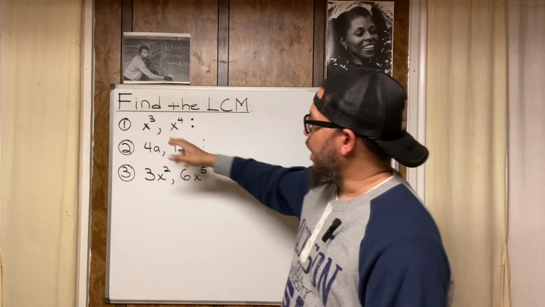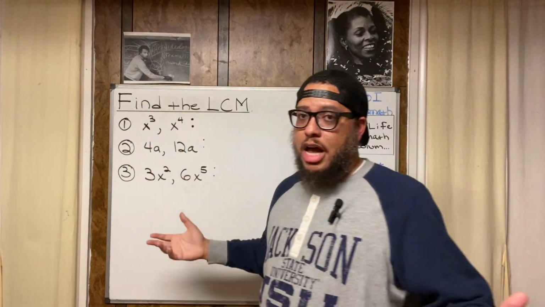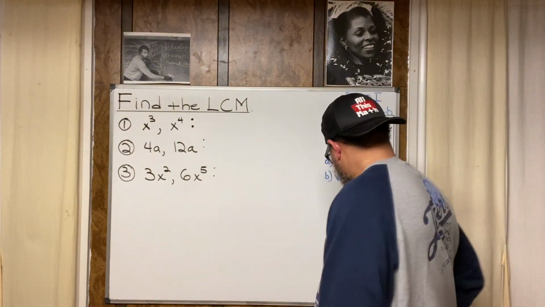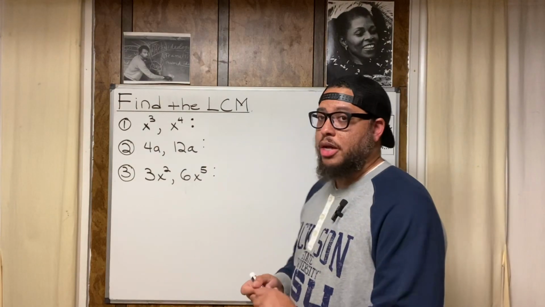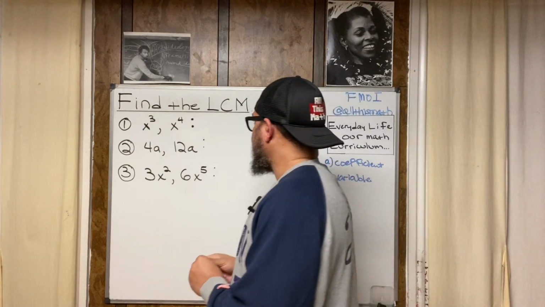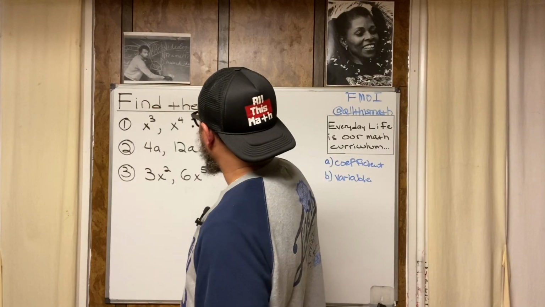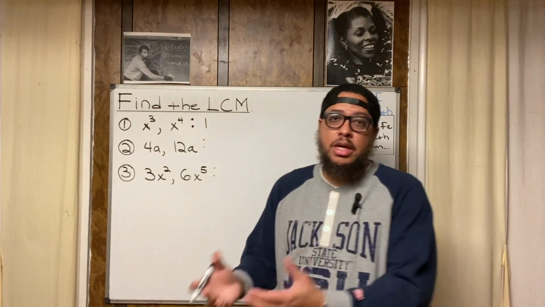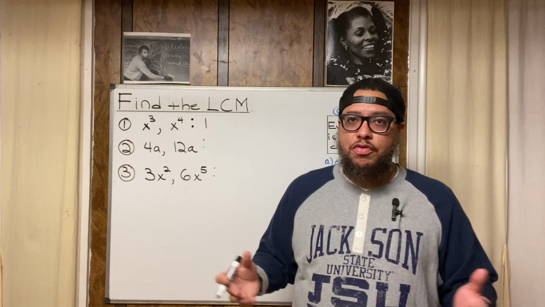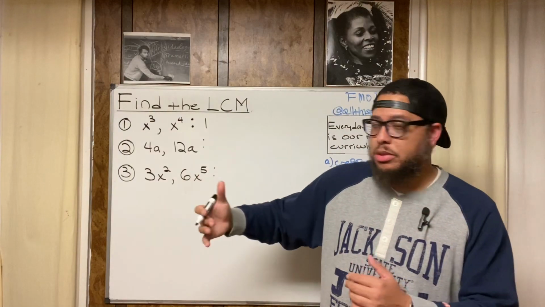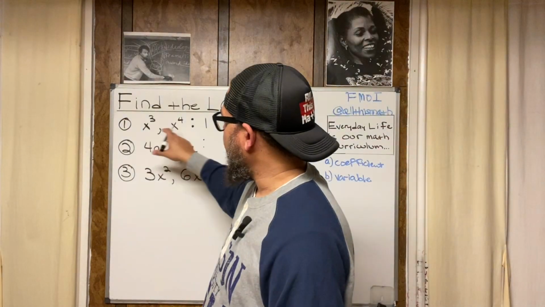So, out of 1 and 1, what's the least common multiple of 1 and 1? Exactly. It's 1. So I'm going to write a 1. Even though in my final answer I don't need to have the 1 for a coefficient written, I'm just showing my steps. Now go to the variables.